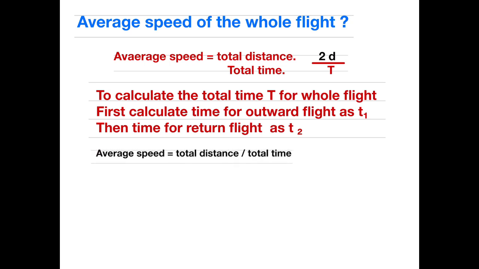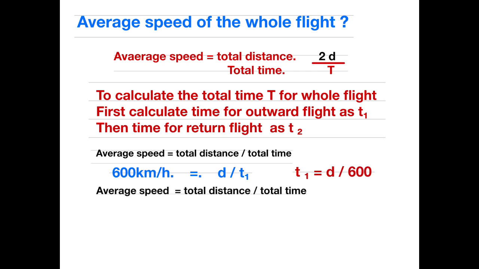So let's calculate the time for the outward flight using the average speed formula, total distance by total time. Since we have the average speed and the distance, represented by d, we will make t1 the subject. Now let's find the time for the return flight using the same equation again. So average speed is equal to total distance by total time, which is 400 kilometers per hour equals d by t2, and let's make t2 the subject again.